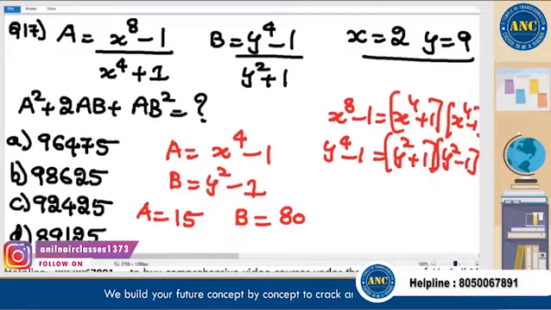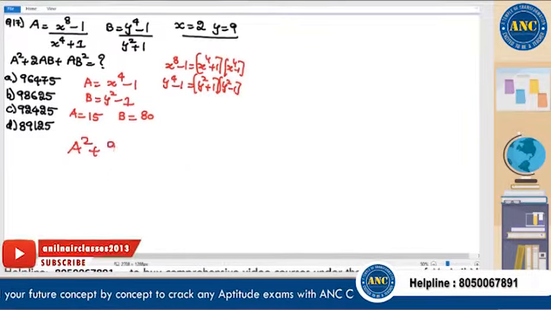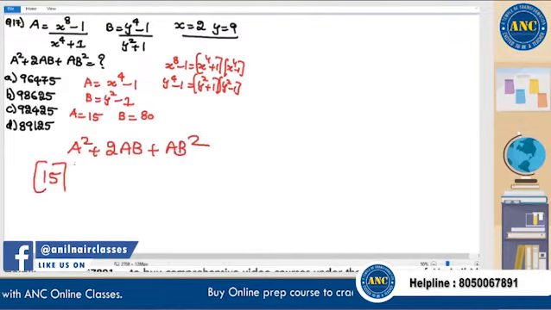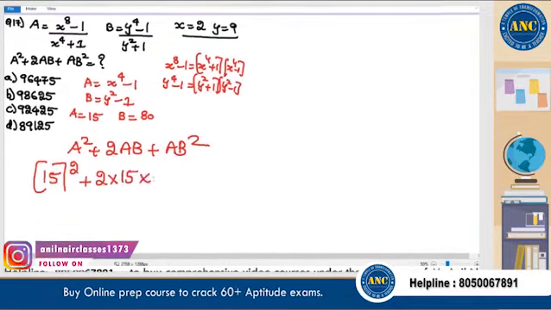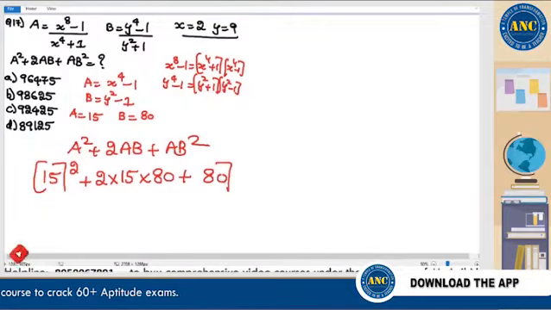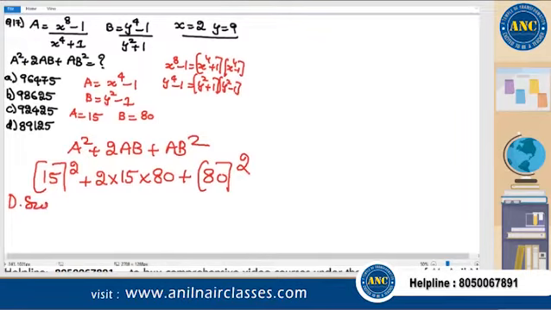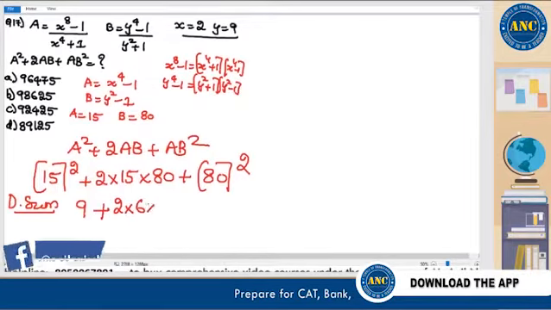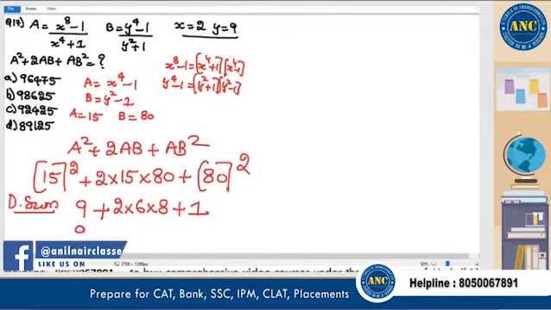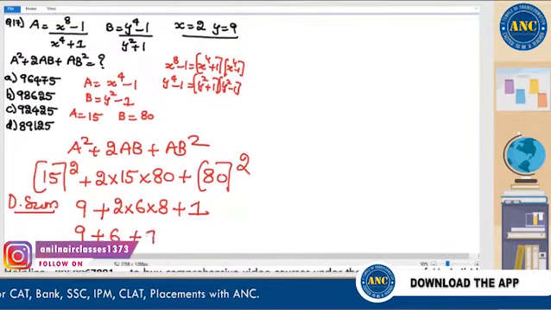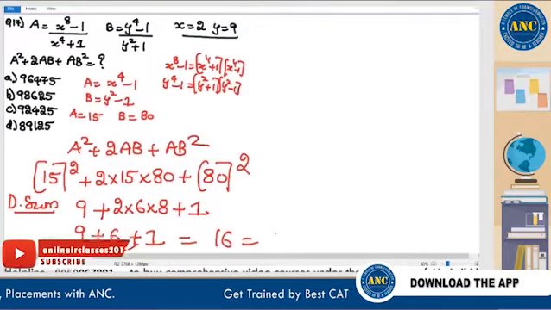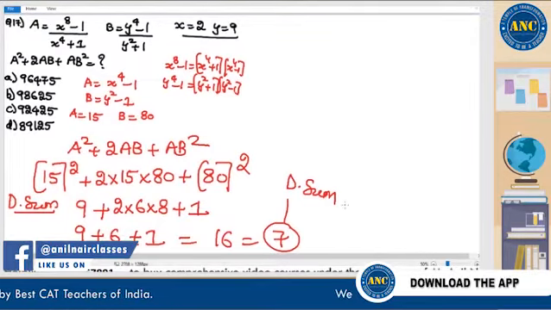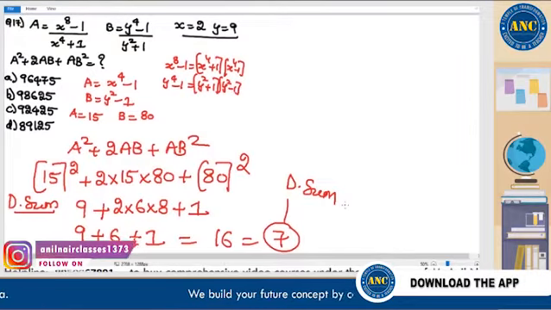Now what you can do is apply digital sum. So a square plus 2ab plus b square is nothing but 15 whole square plus 2 into 15 into 80 plus 80 whole square. If I apply digital sum, 15 square is 6 square, 36, which is 9. 2 into 6 into 8 is 96, which is 6. 8 square is 64, which is 1. 9 plus 6 is 15, 15 plus 1 is 16. The digital sum should be 7. Just check which answer is giving you that, and that itself is the answer.